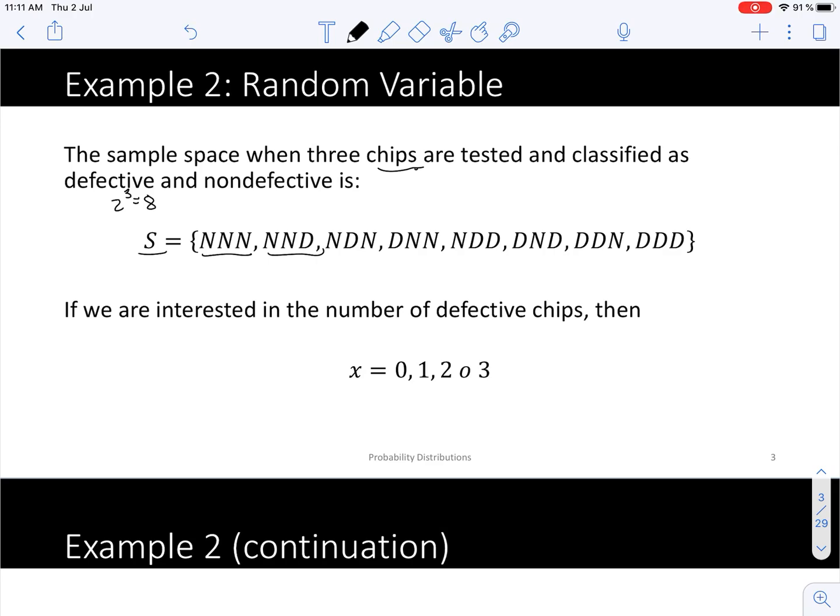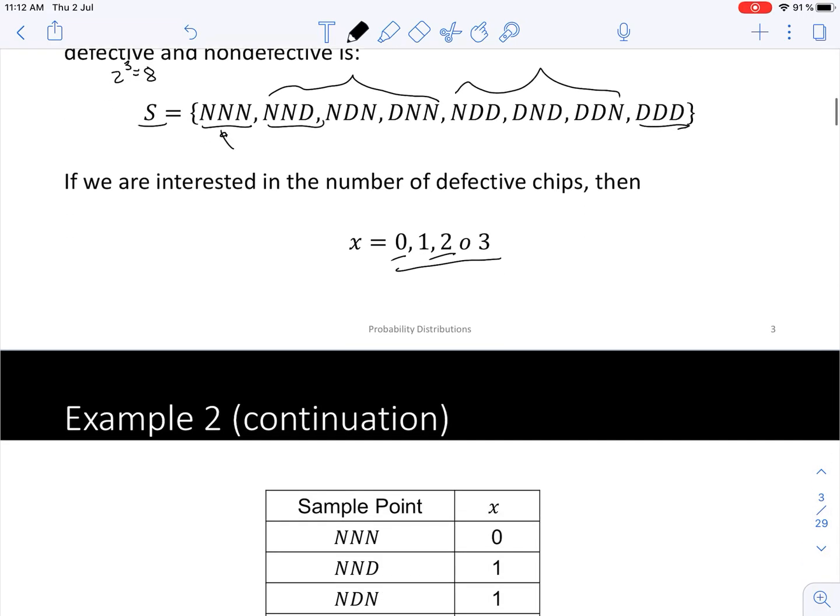So if we define our random variable as the number of defective chips, then there are 4 options here, or 4 possible values. 0 defective will be the first case, right? All of them are non-defective. 1 defective, that will be these 3 cases, right? 2 means 2 defective chips, and 3 defective, there is only 1 point that satisfies that, the last point in the sample space, right?